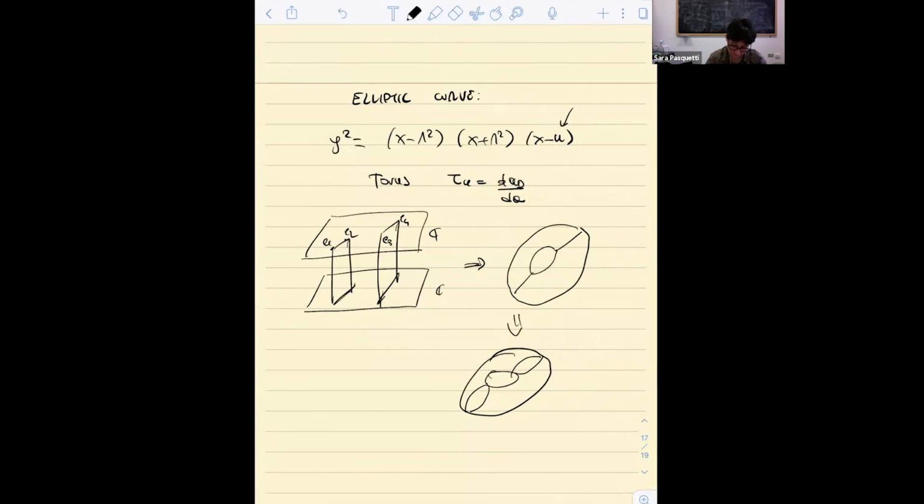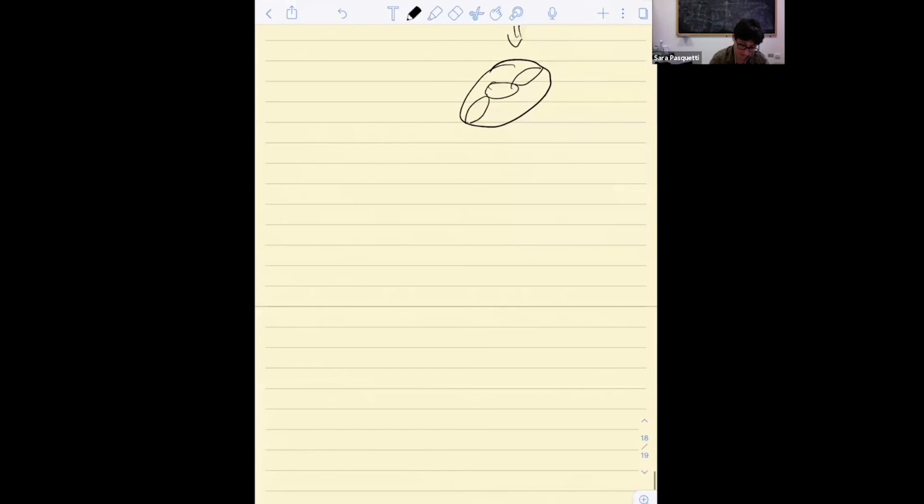More precisely, what we are doing here is choosing a specific selection of branch cuts, which of course are related to the singularities in the U plane that we discussed. So we are taking a branch cut that connects the two singular points, lambda squared and minus lambda squared, and another branch cut from the point U to the point at infinity.